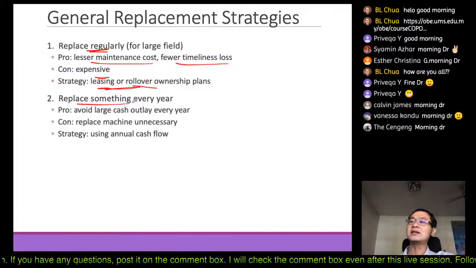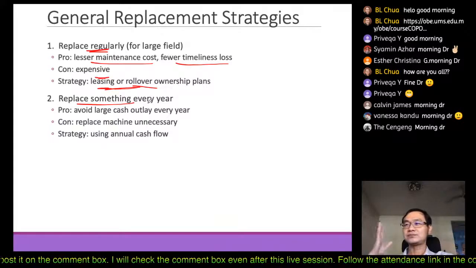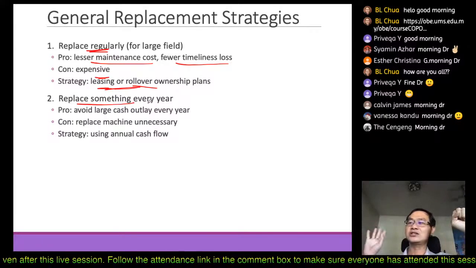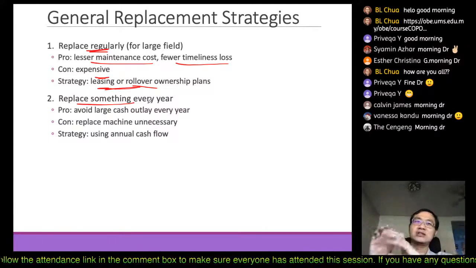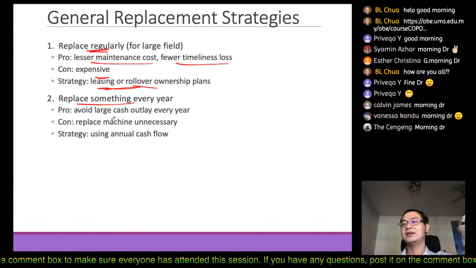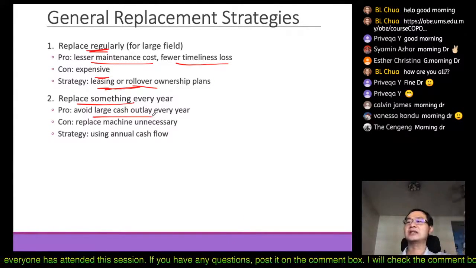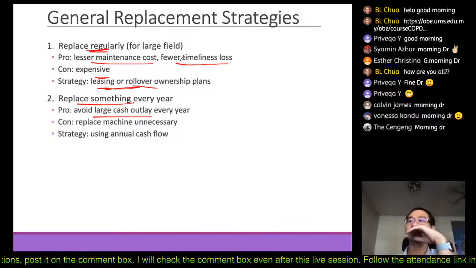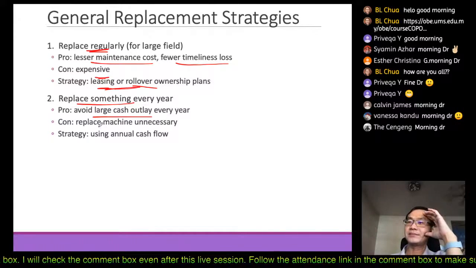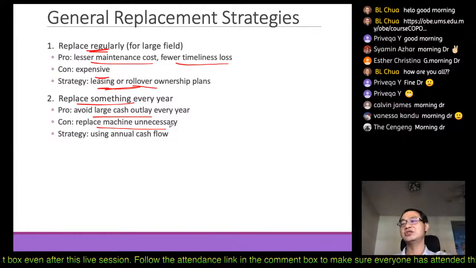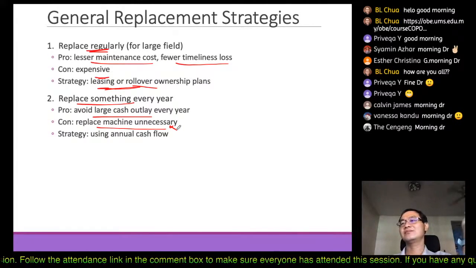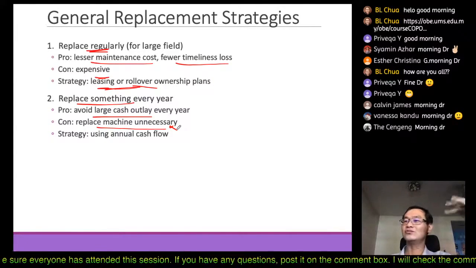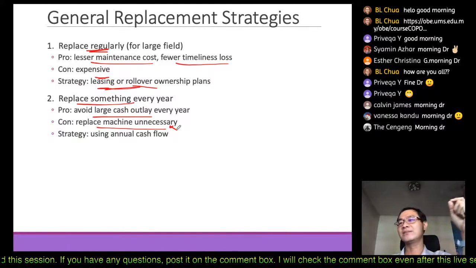Also, you can replace something every year. Instead of everything replaced every 2 years, you may select, this year our target is to replace a certain amount of machines, not everything. So this is another strategy to avoid a large cash outlay every year due to replacement of everything. But the disadvantage would be replacing a machine unnecessarily. Sometimes you just replace something for the sake of replacing. So that would be the disadvantage.